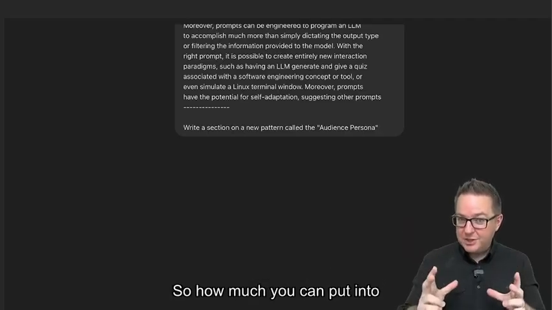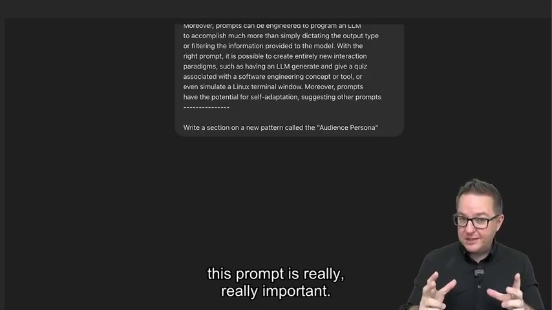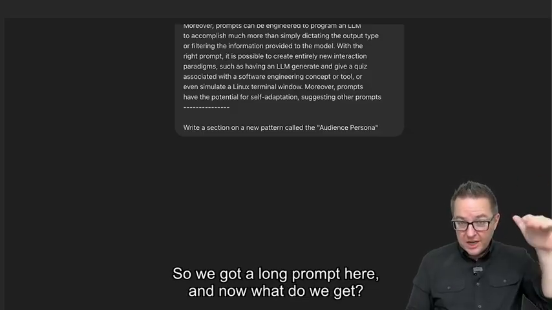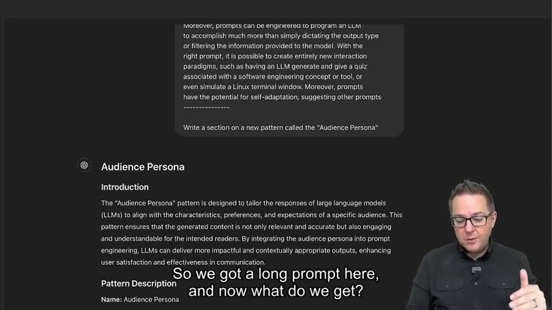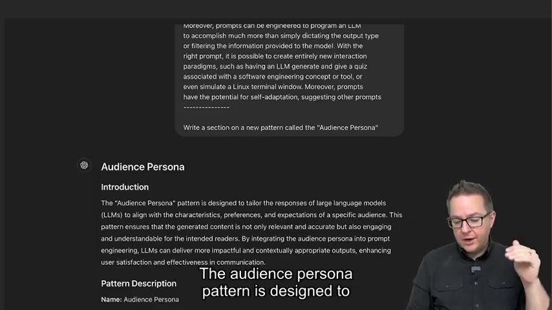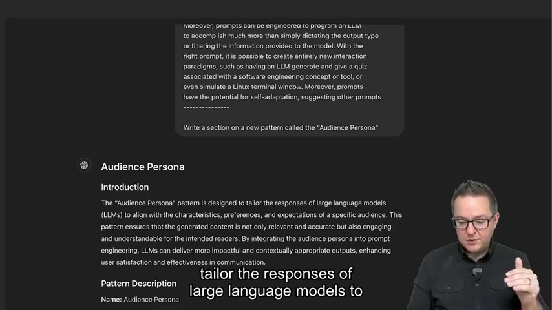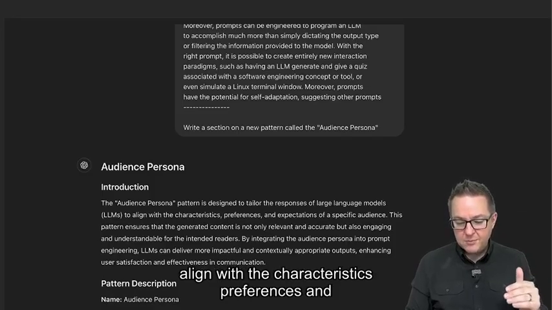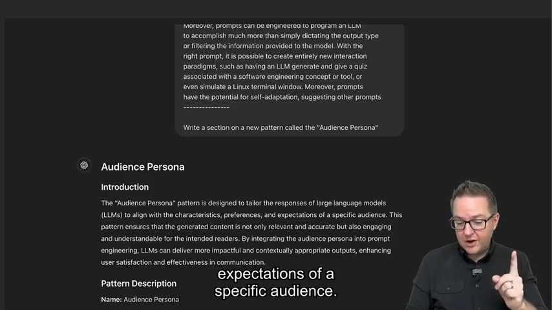So how much you can put into this prompt is really, really important. So we got a long prompt here, and now what do we get? The audience persona pattern is designed to tailor the responses of large language models to align with the characteristics, preferences, and expectations of a specific audience.